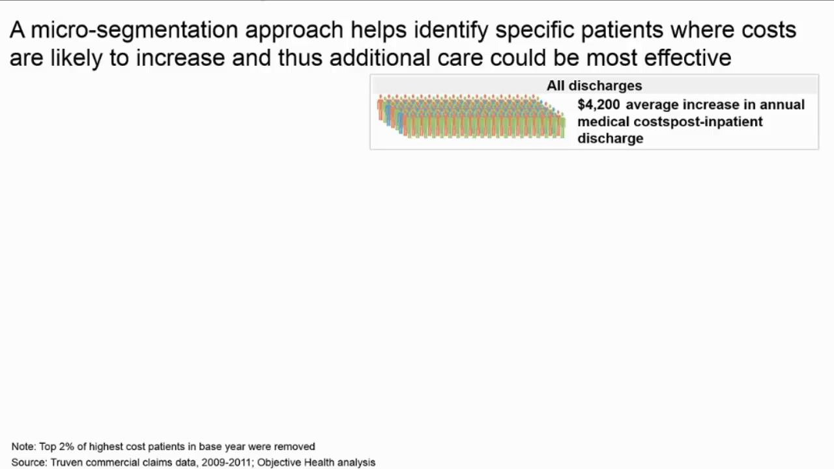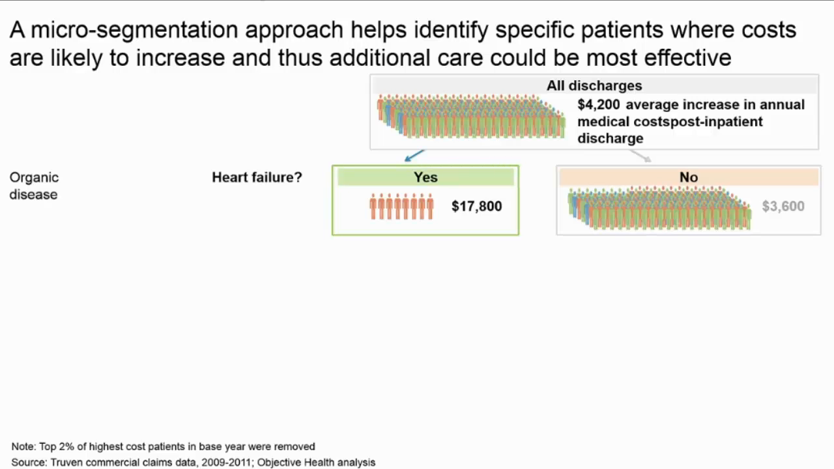If you are a commercially insured individual, you go into the hospital for an inpatient admission. On average, your costs from the year following your discharge relative to the year prior to your admission, not counting the cost of the inpatient admission itself, will be $4,200 higher. Those are the post-acute care and the getting back to a normal life costs. The analysis came back and said it's actually more interesting to build microsegments out of that.